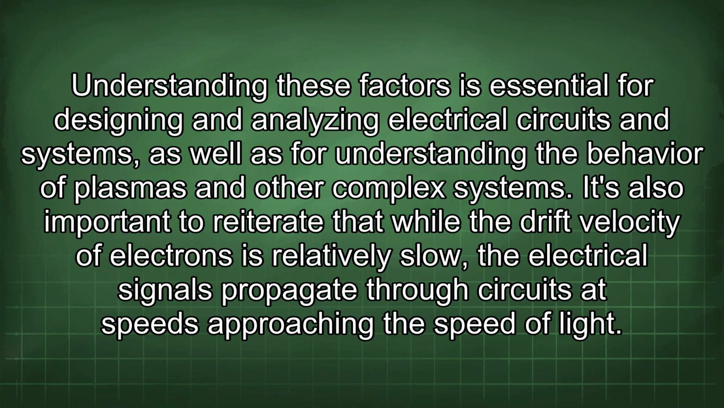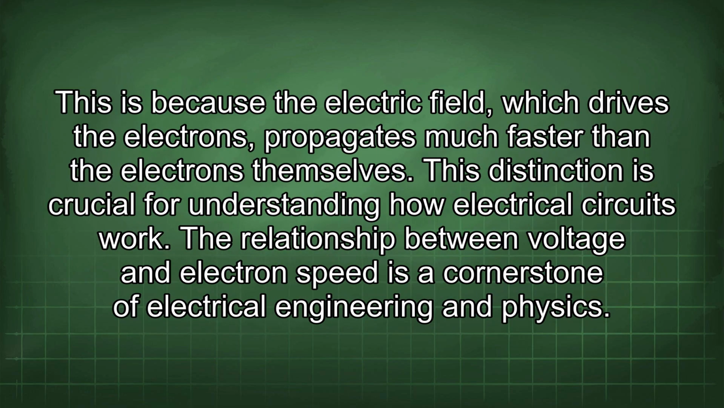It's also important to reiterate that while the drift velocity of electrons is relatively slow, the electrical signals propagate through circuits at speeds approaching the speed of light. This is because the electric field, which drives the electrons, propagates much faster than the electrons themselves. This distinction is crucial for understanding how electrical circuits work. The relationship between voltage and electron speed is a cornerstone of electrical engineering and physics.